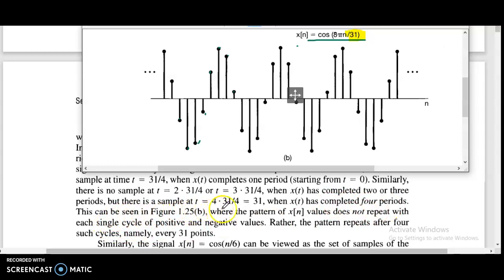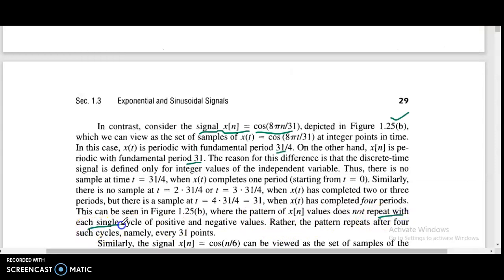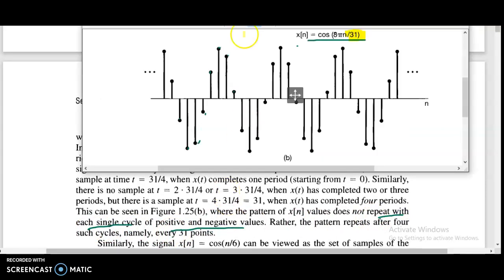This can be seen in figure 1.25, where the pattern of x of n values does not repeat with each single cycle of positive and negative values. That is, for example, here.